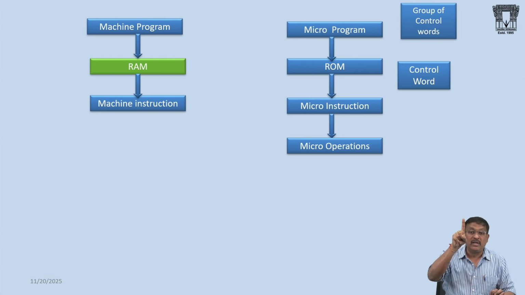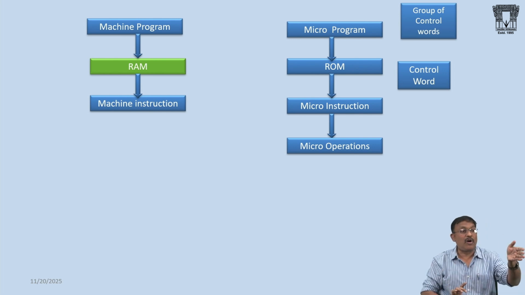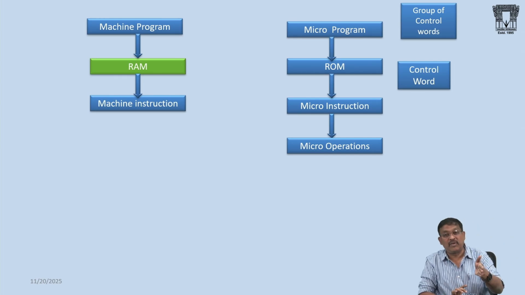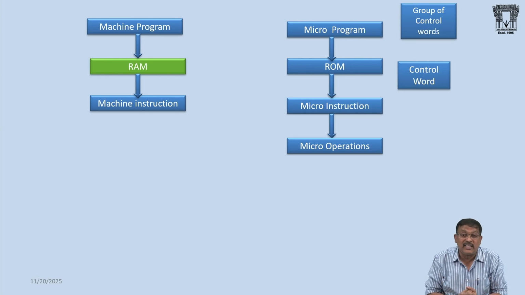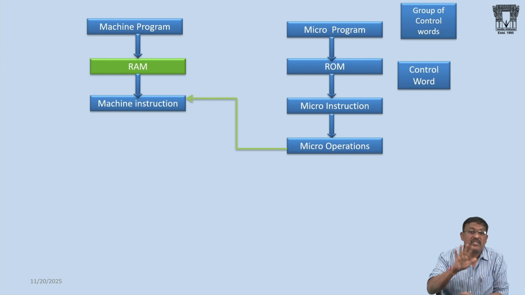So I can provide 1 micro operation out of 8 from field 1. Subsequently, 1 micro operation out of 8 from field 2, and 1 micro operation from field 3. A maximum of 3 micro operations can be generated by using 1 micro instruction. You understood? These micro operations are essential, imperative for execution of the machine instruction.